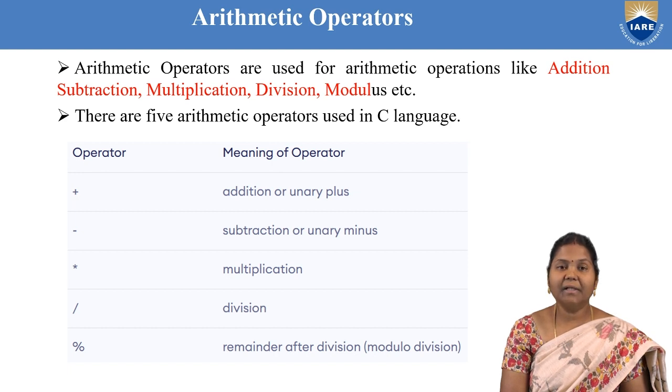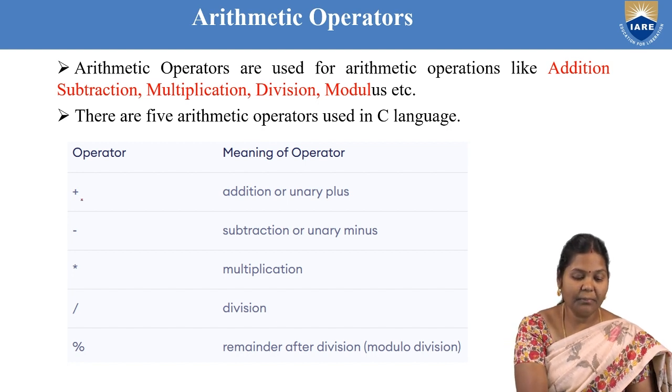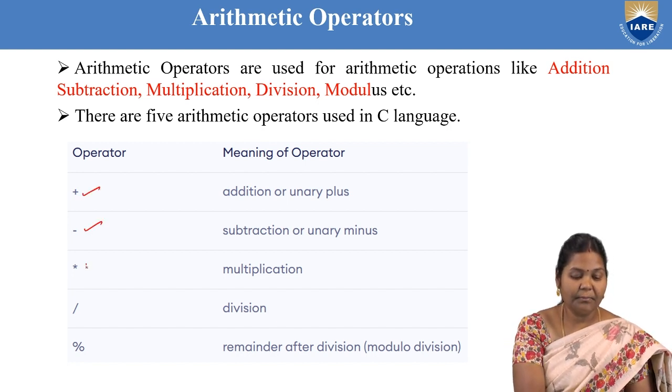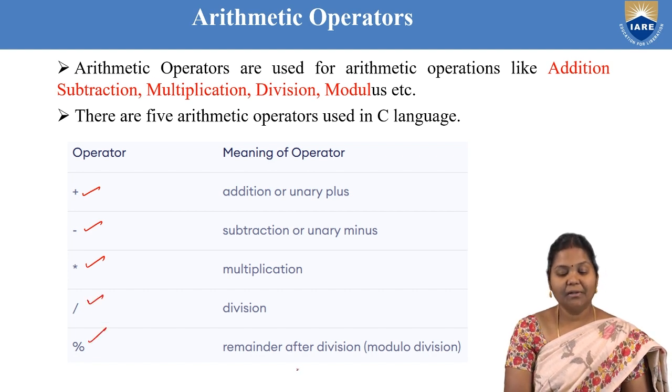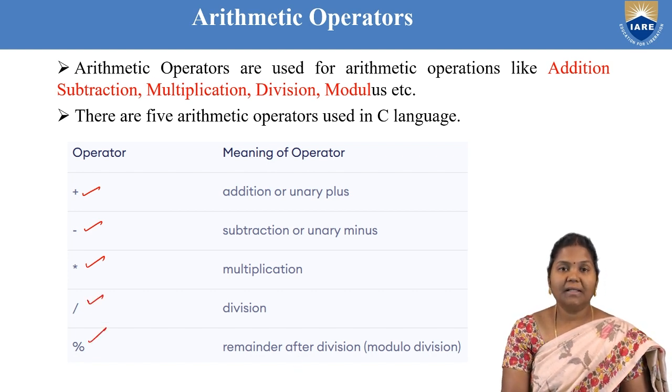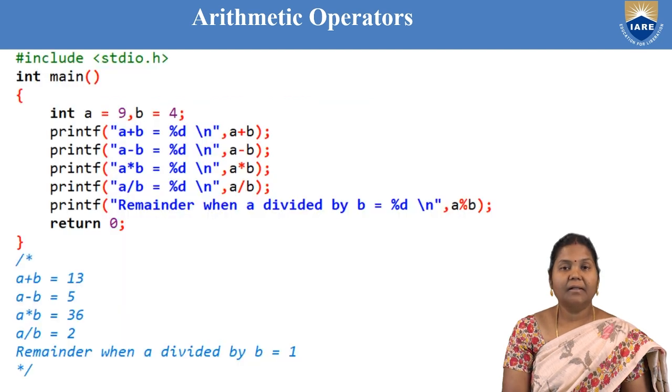The arithmetic operators are basically used for performing arithmetic operations like addition, subtraction, multiplication, division, and modulus. There are 5 arithmetic operators supported by C language. These operators are plus, minus, multiplication, division, and modulus. These are the 5 arithmetic operators. Let us see how they work through an example.